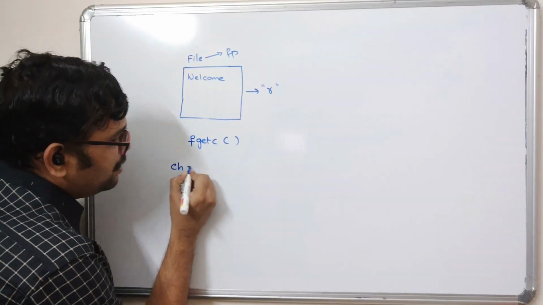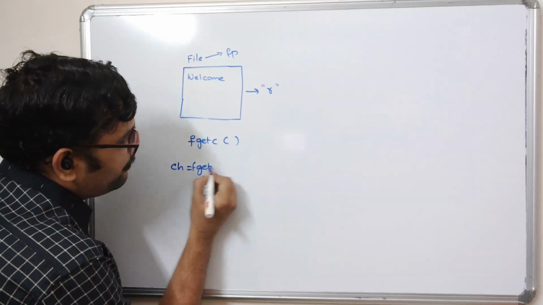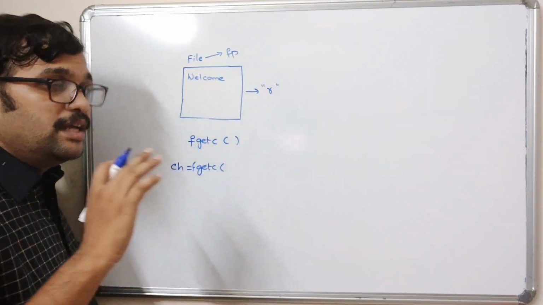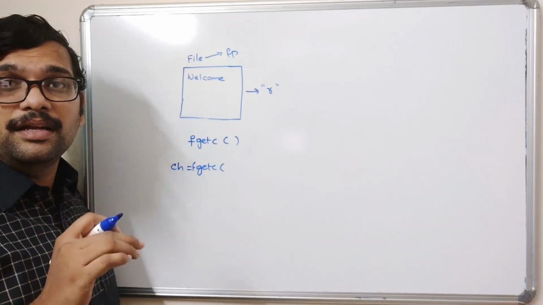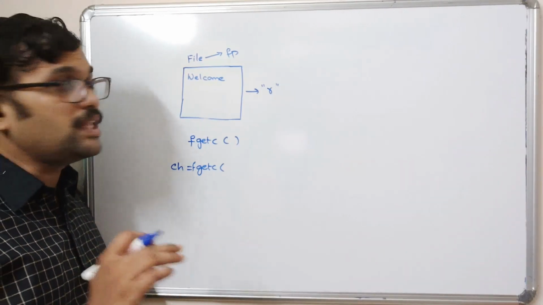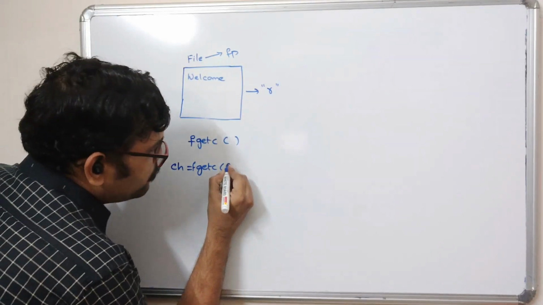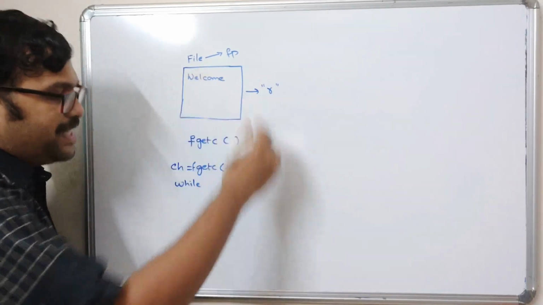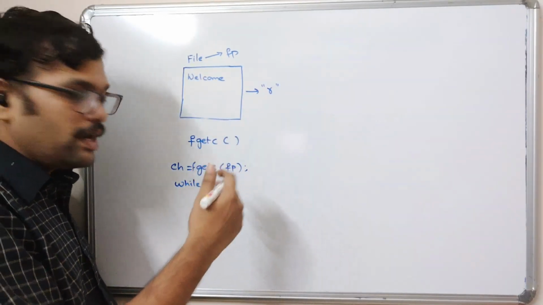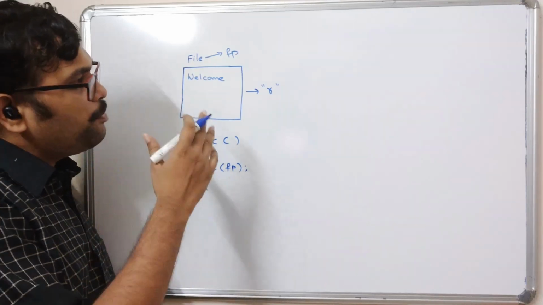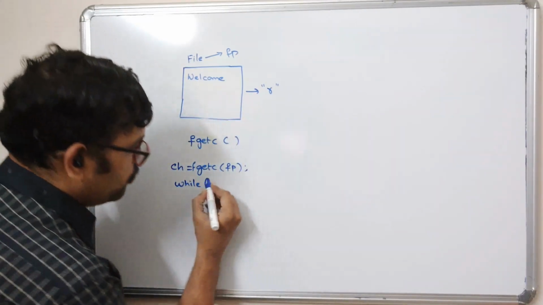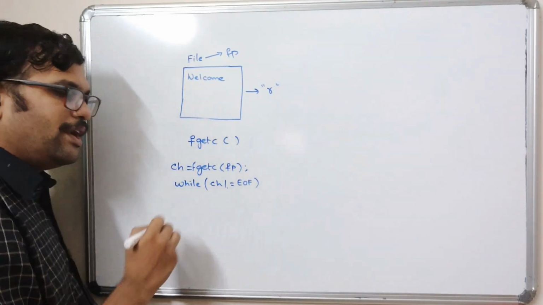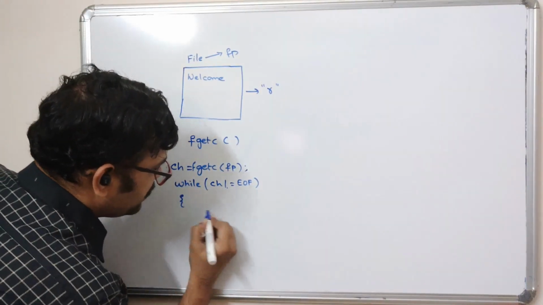Just read the character: ch is equal to fgetc, and from where we have to read, that is from the file pointer, because in the files concept either read or write operations will be done with respect to the file pointer itself. So we have to specify the file pointer and repeat the same process, reading individual characters, until the file pointer reaches end of file. So ch not equal to EOF. Unless ch is equal to end of file, we repeat the same process.